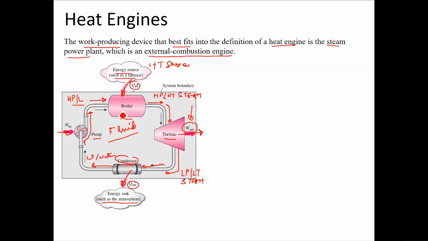It is rejected in the form of Q out, and the heat engine is operating in a cycle. The cycle is basically that of a fluid. The fluid is moving in the form of a cycle. It started from one state, moved into several states, and came back to the same state at the end of the cycle. Is this heat engine, the working of a steam power plant, clear to you? Yes, sir.